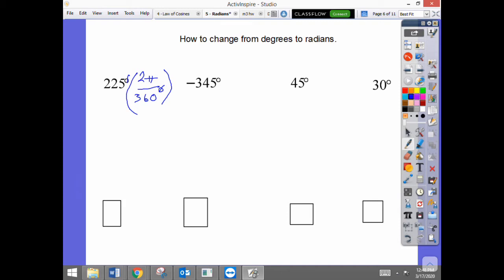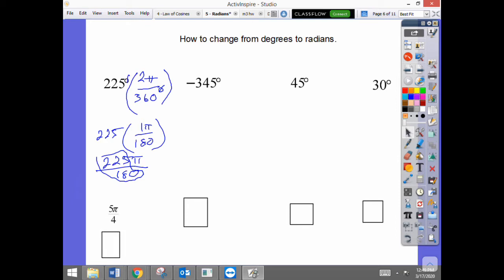We can actually simplify this a little bit. If you notice 2 and 360 can simplify. So I can actually do 225 times 1 pi over 180 degrees. Then we're just going to simplify that: 225 pi over 180. And when you're simplifying, really all you're doing is simplifying the fraction. We leave these in terms of pi. 225 over 180 simplifies down to 5/4. So we're just going to leave this as 5/4 pi. Just leave it in terms of pi.